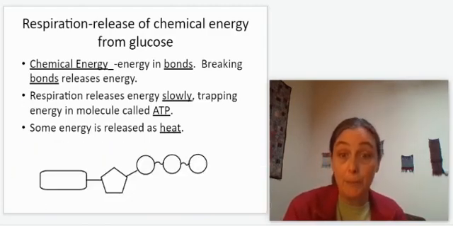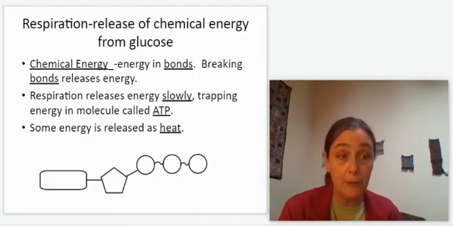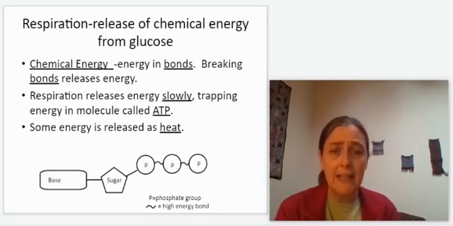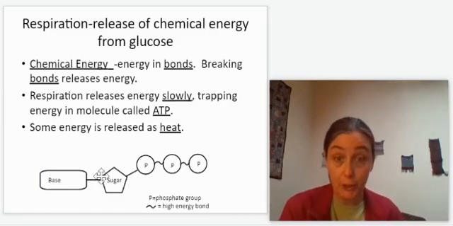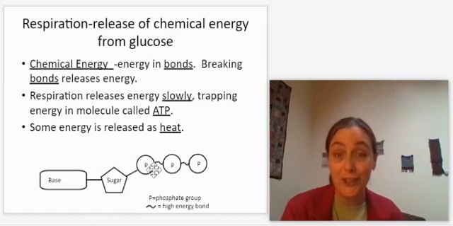This right here is a representation of an ATP molecule. ATP is actually a very complicated molecule. It has several pieces though. We have our base, we have a sugar, you can see the ring, right? It's just like a sugar that we talked about.